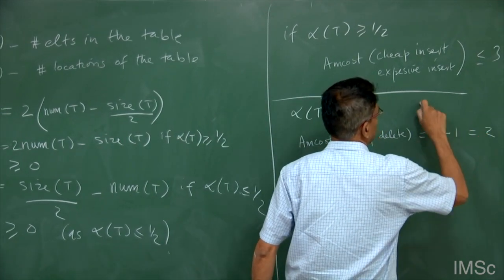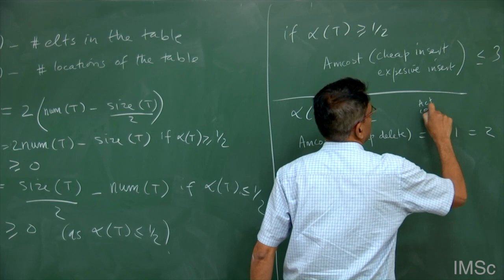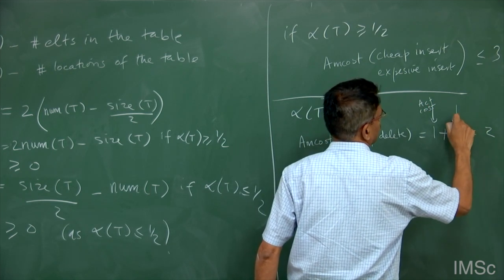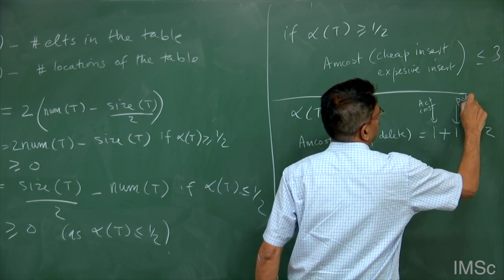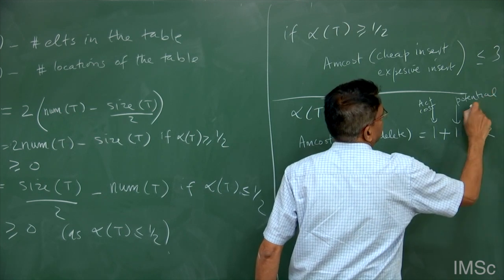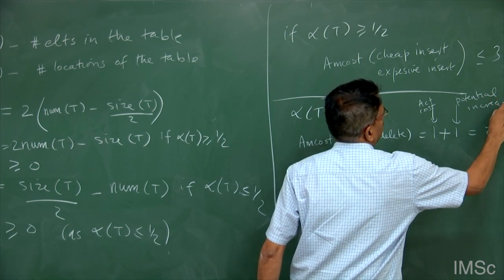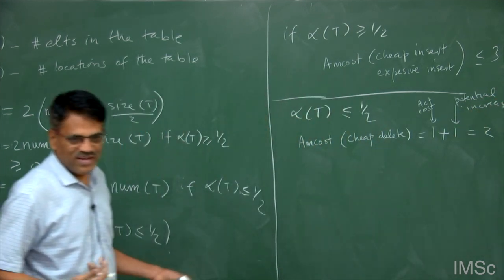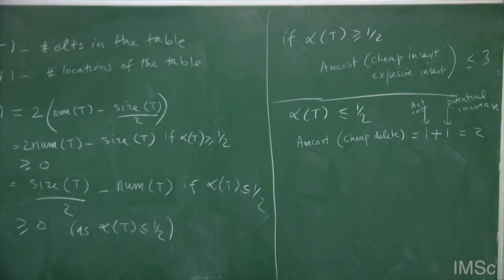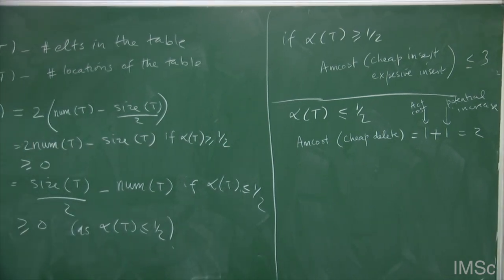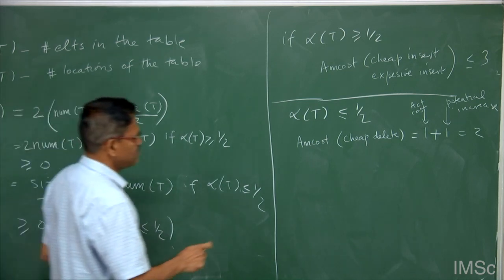So this is the actual cost. And this is in this case it's an increase. And this is what we intuitively argued also. Remember, when a delete comes, it should come with 2 credits, one to pay for it and one to give it to somebody. So what happens if it's an expensive delete?